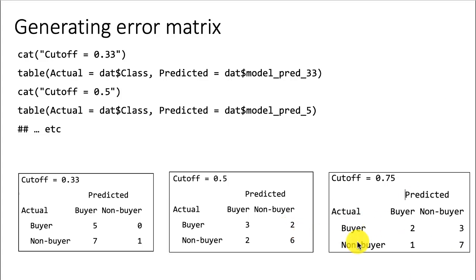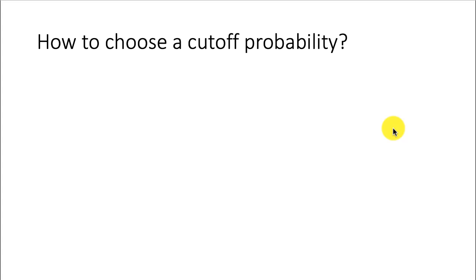So you see that as the cutoff goes higher and higher, the number of people being classified as buyers is reducing: 5, 3, 2. The number of people being classified as non-buyers is increasing: 1, 6, 7, etc., which is what we expect. So now comes the all-important question. Given that if I choose a different cutoff probability, I get a different error matrix, obviously my model performance depends very heavily on the cutoff probability. So the big question is, how do I choose the cutoff probability? And that is the subject matter of the next lesson.